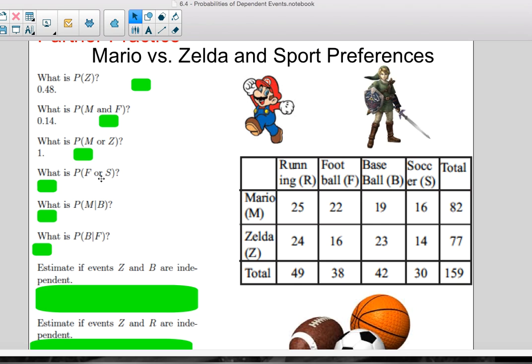Same thing with this one. We have in the or, the probability that somebody likes football or soccer. Well, the probability that somebody likes football, right, you can just look at the total, is 38 people, right? So you're going to have 38 people for football.